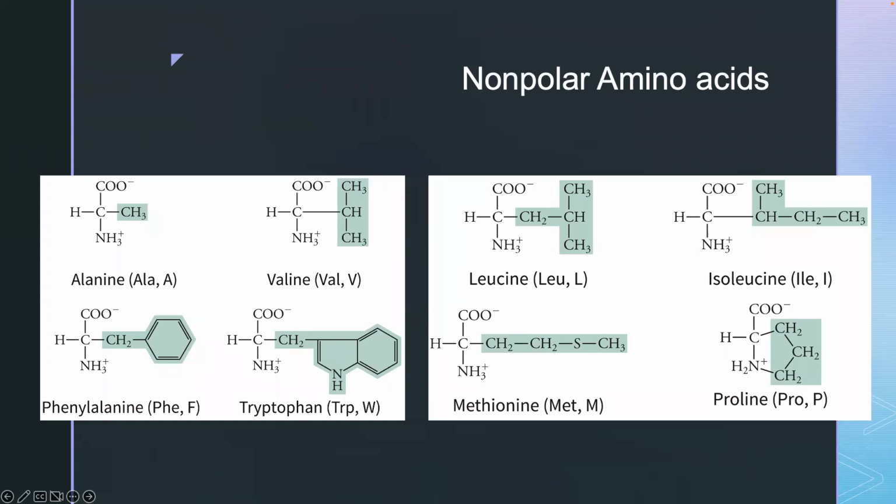The next one we're going to talk about is methionine. Methionine is really interesting because it actually contains a sulfur in the chain. Though the sulfur has an unshared electron pair, the overall structure of the side group does have hydrophobic character. Its 3-letter code is MET, M-E-T, and its single letter code is M.